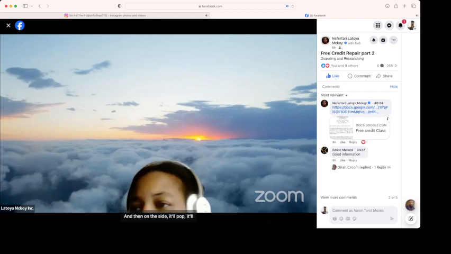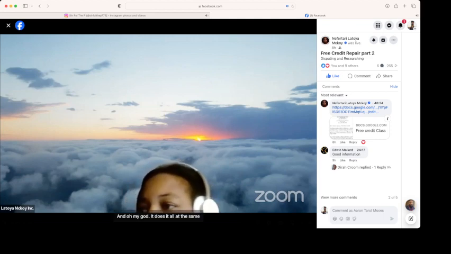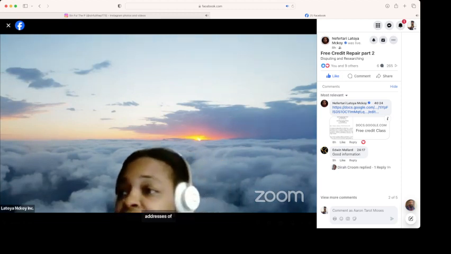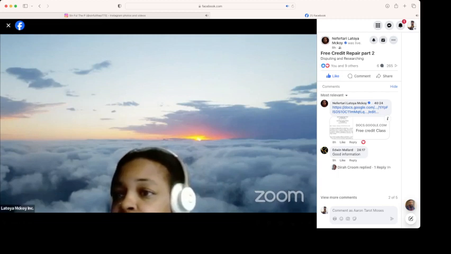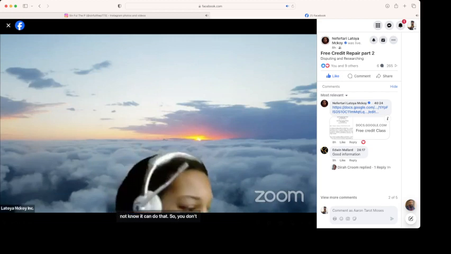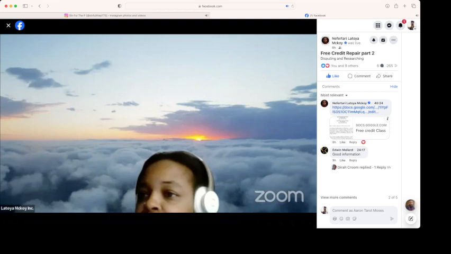And then on the side, it'll pop up that it was saved successfully. Can't see what I'm doing when they pop up. Boom, crop it. Oh my God. It does it all at the same time. So you can just put the addresses of... 1, 2, 3. Yeah. Oh wow. I did not know it can do that. So you don't have to go back and forth. I could have just did all this last night, y'all. That is freaking good to know.